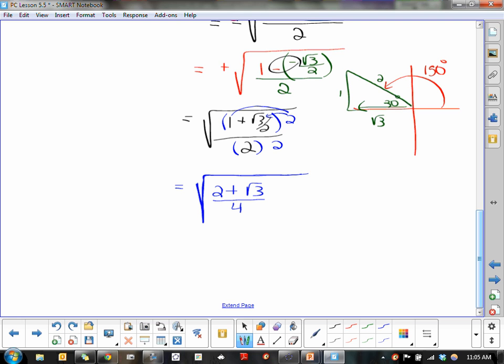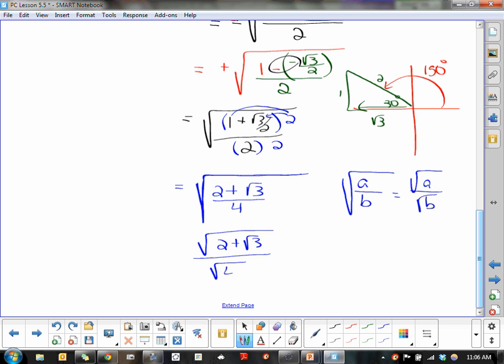I want to remind you of a radical rule that says if you have the square root of a divided by b, the square root of a quotient is the quotient of the square roots. So really what I could do is write this as the square root of 2 plus the square root of 3 over the square root of 4.